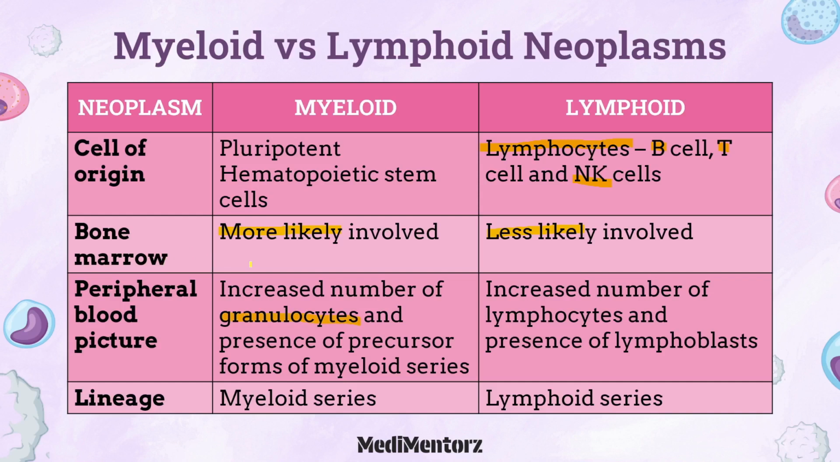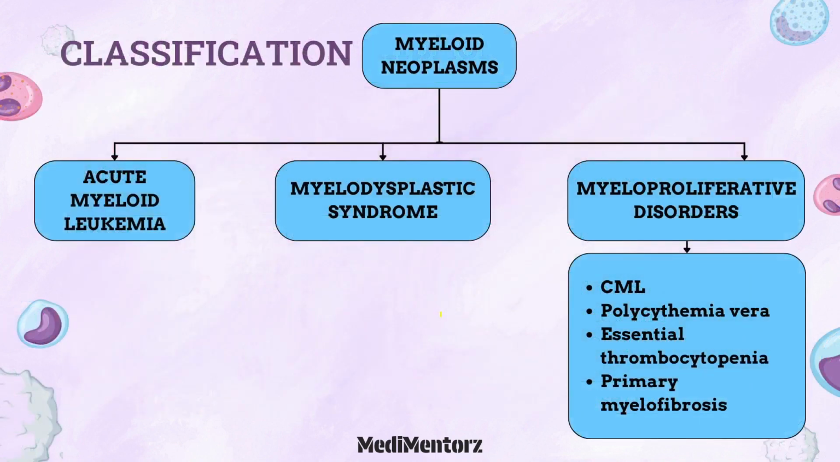Then the peripheral blood picture in the myeloid neoplasm shows an increased number of granulocytes such as neutrophils, eosinophils and basophils, and also their precursor cells such as myeloblast, monoblast, erythroblast, etc. Whereas in lymphoid neoplasm, the peripheral blood picture shows an increased number of mature lymphocytes such as small lymphocytes and large lymphocytes, and immature cells such as lymphoblasts. In myeloid neoplasm, the myeloid series are involved, which includes the erythroblast, megakaryoblast, monoblast, and myeloblast. Whereas in lymphoid neoplasm, only the lymphoid series are involved, which gives rise to the small lymphocytes and the large lymphocytes.